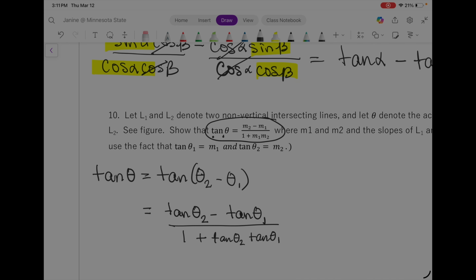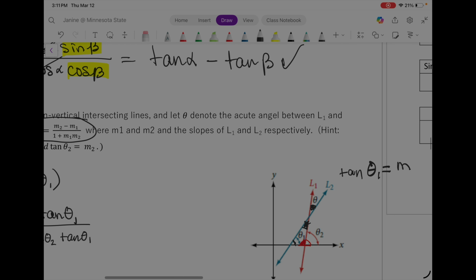Now, I think they mislabeled these two lines, okay? Because for theta sub 1, we're talking about the blue line, which is line 1. So that's M sub 1. The red, it corresponds with theta sub 2.